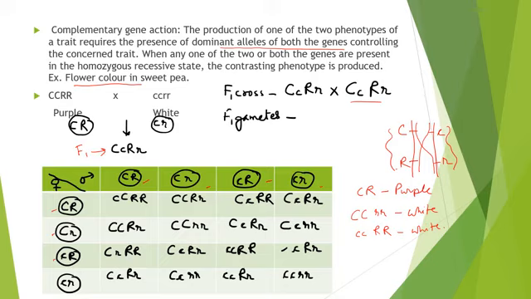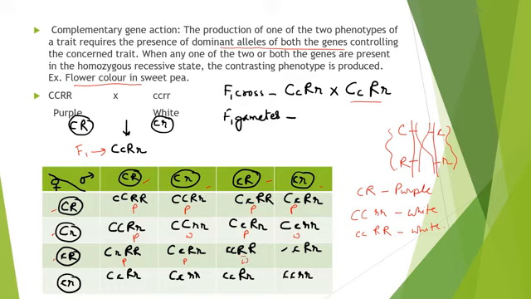So both the dominant genes here, capital C, capital R, are there. So this will be purple. Here also C and R, capital R, there, purple. Here purple. Yeah, in this case, what do you see? Here capital C is there, but small r is there. So another dominant is not there to complement it or help it. As a result, this will be what? This will be white. This will be again purple. This will be white. This will be purple. This will be purple. Yes, but this will be white.